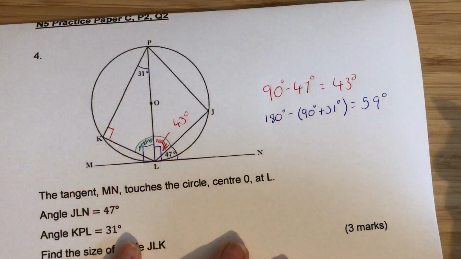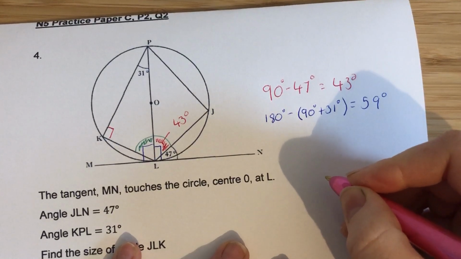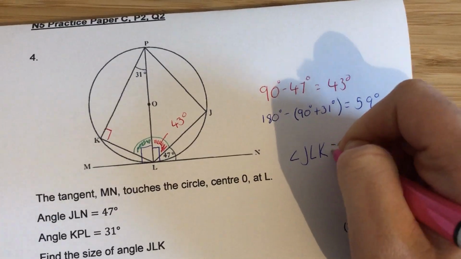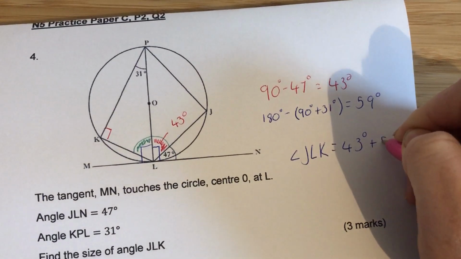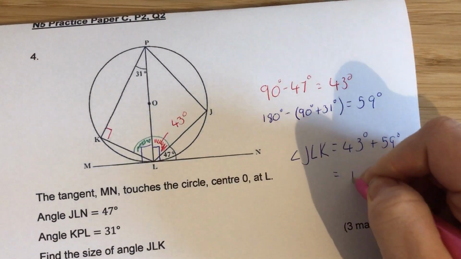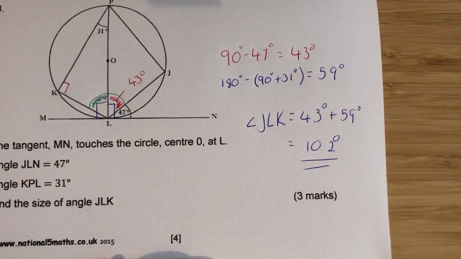The whole thing, angle GLK, is going to be those two added together: 43 degrees plus 59 degrees is 102 degrees. And that's you. You're ready to try some of these questions yourself.